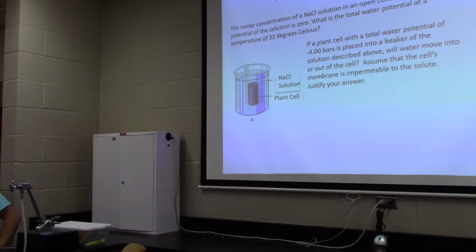So we've got a salt solution, right? Sodium chloride in an open container. The concentration is 0.2. The pressure, 0. What's the total water potential at a temperature of 32 degrees C?